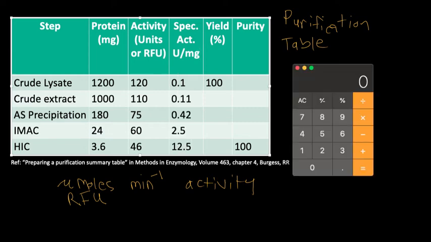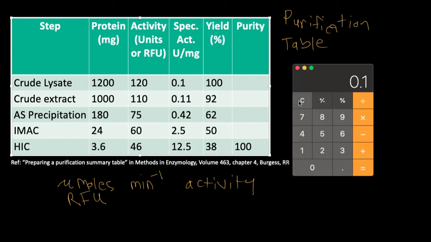So now I have the specific activity filled out. As you can see, our first value is calculated by taking the activity units, which is 120, and dividing that by the protein, which is 1200. That gives us 0.1 units per milligram. And as you can see, I went ahead and filled out all of the other lines. What you'll notice is as the protein becomes more pure, the specific activity increases. We'll be using this when we get to our purity measurement.